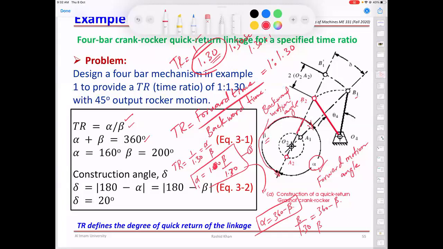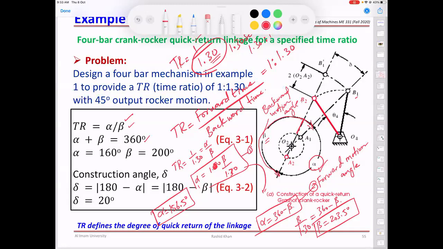If you calculate beta from here, I guess it is 203.5 degrees. So you can confirm this value, okay? 203.5 degrees. And once you put it back in any other equation, let me call this equation number 2, alpha will become 156.5 degrees, okay? So from the time ratio, we can calculate the forward angle and backward angle, okay?